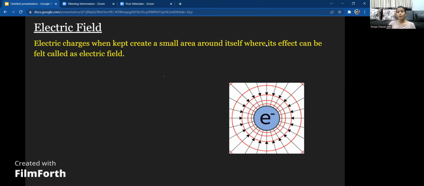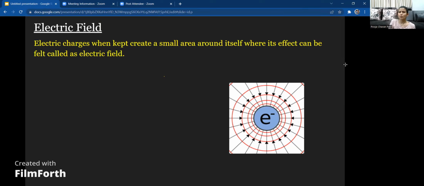Now, in your book, you come across this word called electric field. What does electric field mean? Now we'll see the standard definition. It says that electric charges, when kept, create a small circle around itself where its effect can be felt, and that is nothing but the electric field.